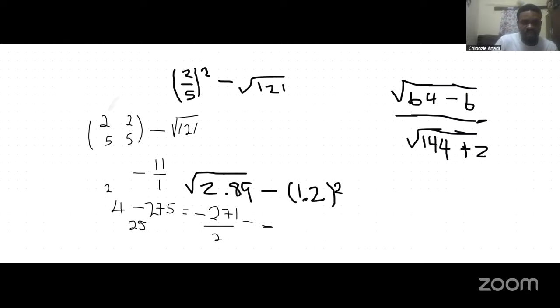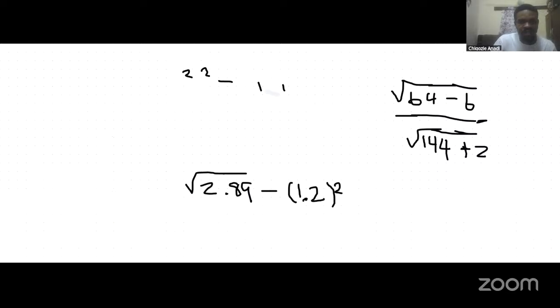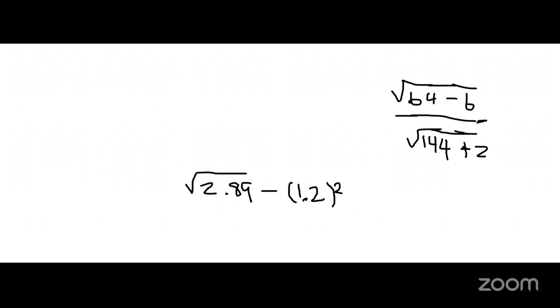This question is as well easy. It's very, very easy. So you're having the square root of 2.89 minus 1.2. I know that the first thing that came to your mind is, how do I find the square root of a decimal number?